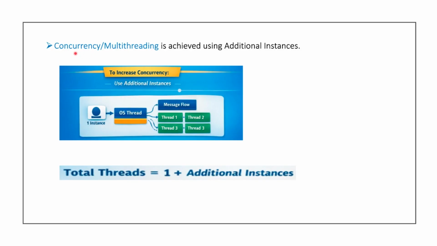Suppose in your project, a message flow needs concurrent execution. It wants to execute multiple transactions in parallel. In that case, we need to configure multi-threading. To achieve that, we need to use the additional instances option in the message flow. If you add additional instances, the total threads becomes 1 plus additional instances. This is the default thread. Suppose you added additional instances 6. The total threads becomes 7 here. 1 plus 6, 7.